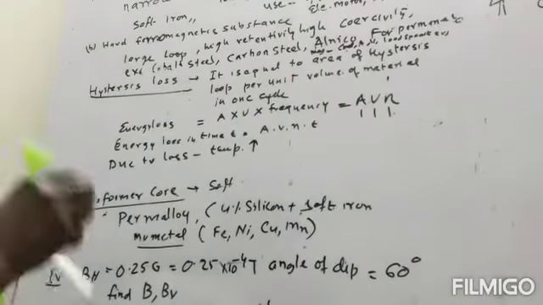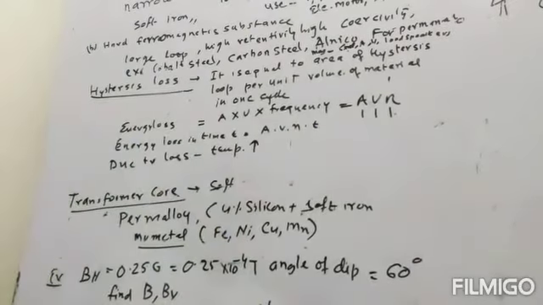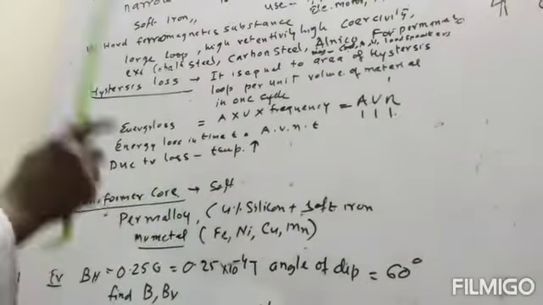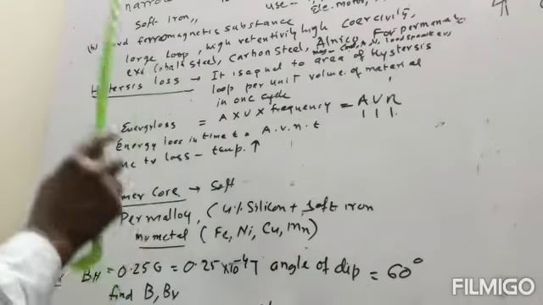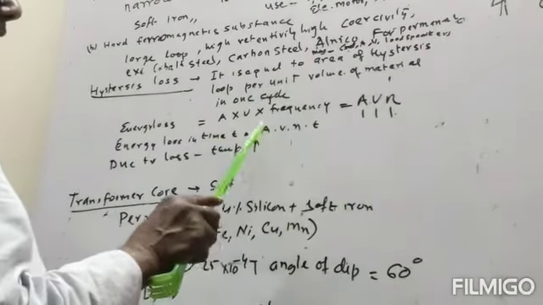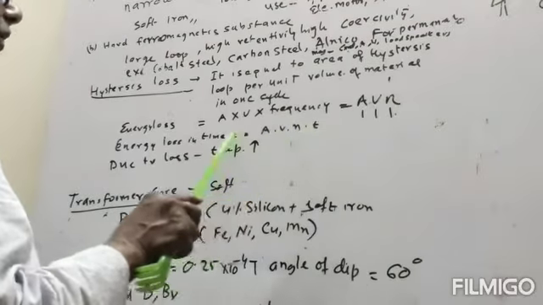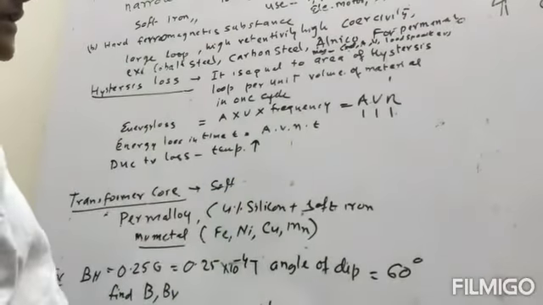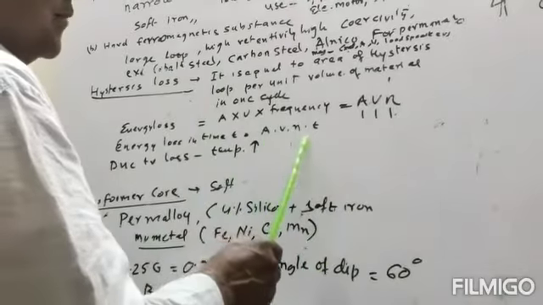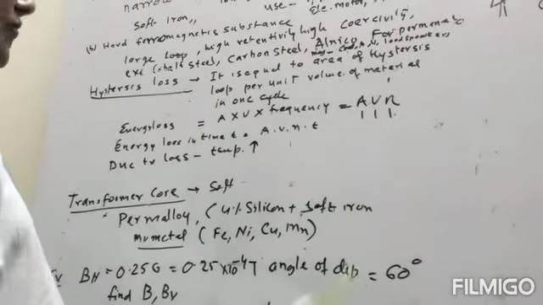V is the volume of the material. This is for one cycle. In time T, the total loss will be A into V into N into T, where N is the frequency. This is the loss of energy in time T, and this loss of energy will appear as heat.